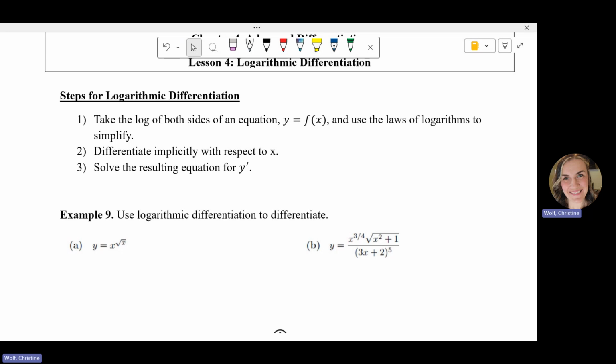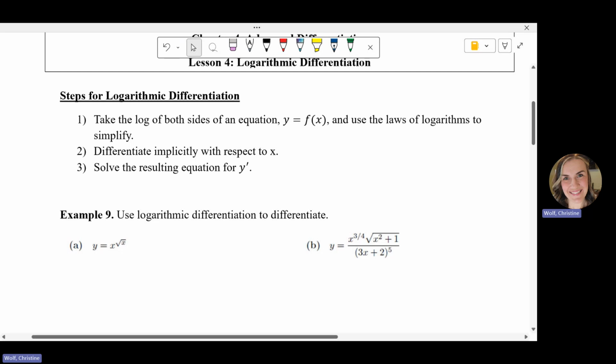In step 1, it also says to use the laws to simplify. So step 1 is log stuff only. We're not taking the derivative of anything in step 1, just using log laws and simplifying. Then step 2 is where we start the differentiation, which we have been doing this whole unit and all of last unit. And then step 3, we isolate our dy over dx, or our y. Steps 2 and 3 are differentiation, which we've been doing for 3-4 weeks now. Step 1 is kind of what's new today. We have to bring these log laws back.